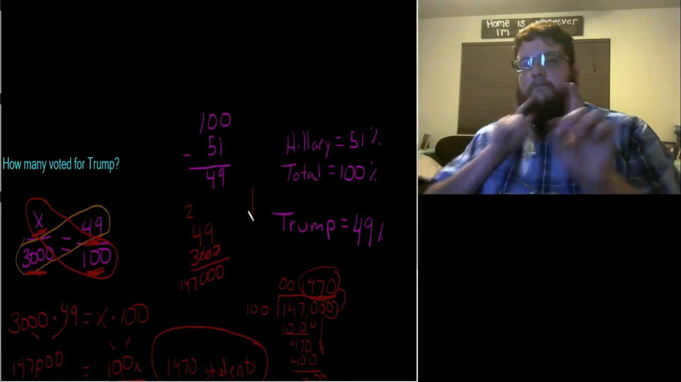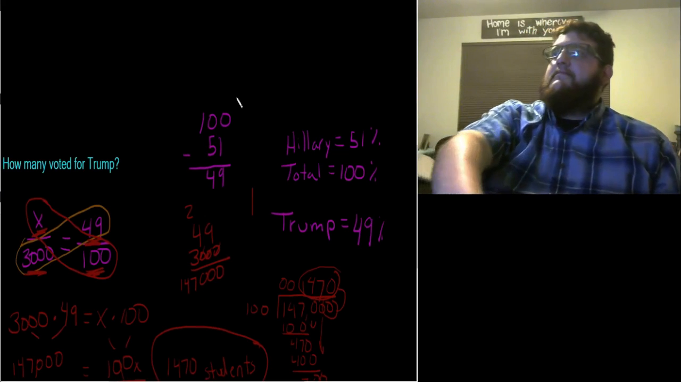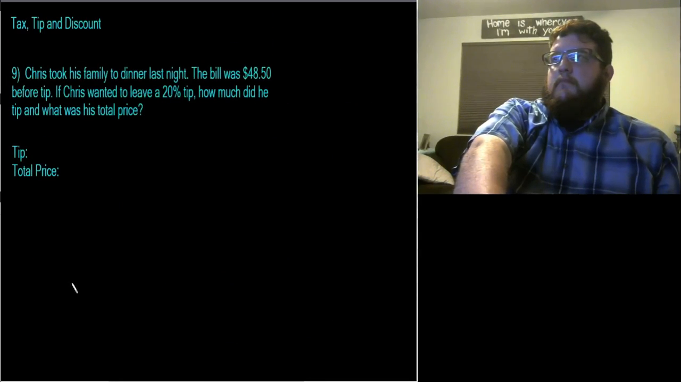So we found the number of students that would have voted for both Hillary Clinton and Donald Trump if all 3,000 students at Tucson High voted. Well, let's move on to the next question.